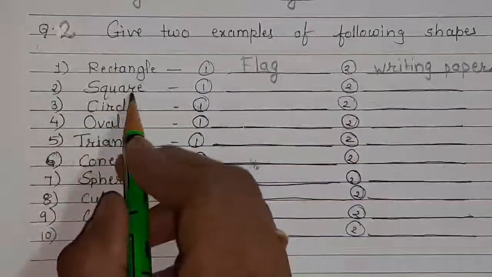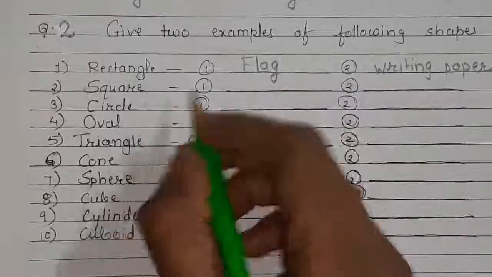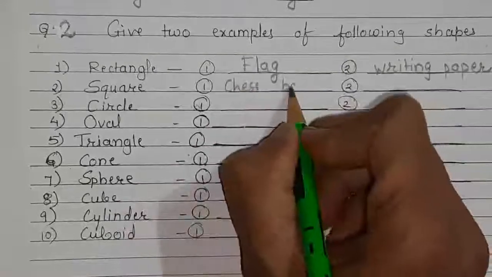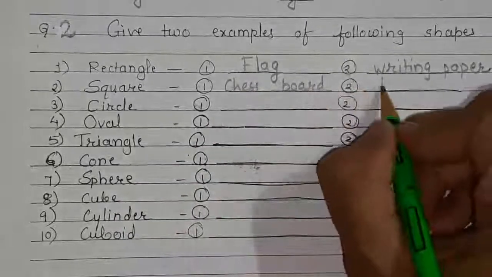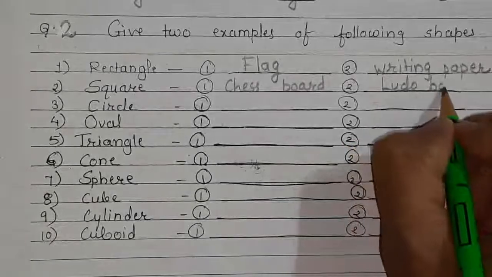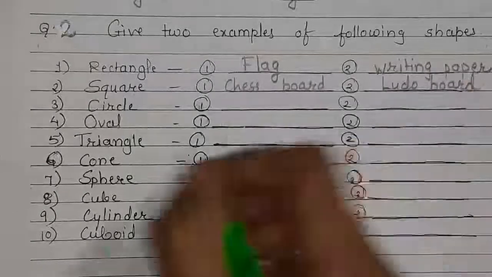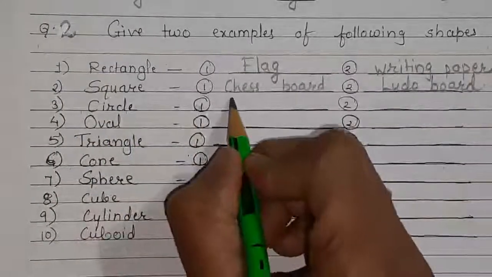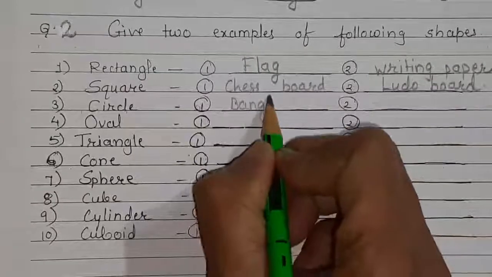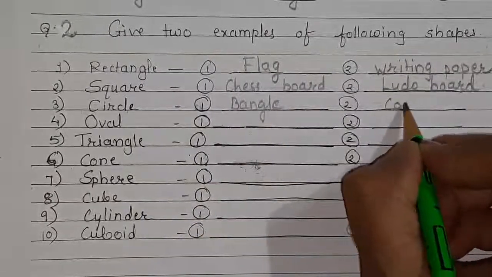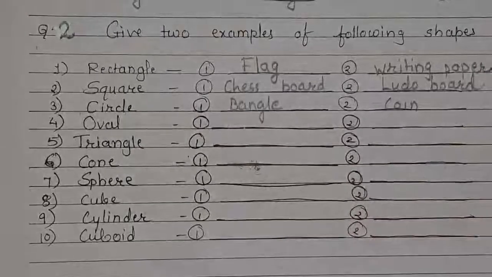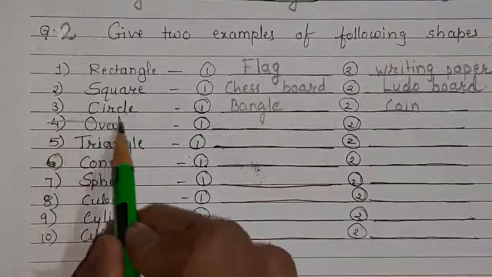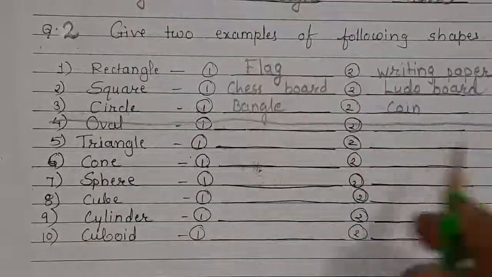Now, second one is square. In square shape, there is chessboard, ludo board. Now, we'll write circle. Circle shapes are bangle, coin, CD, your chapati, pizza, many things are there. Oval shape we cannot find out the proper example, so we'll not write.